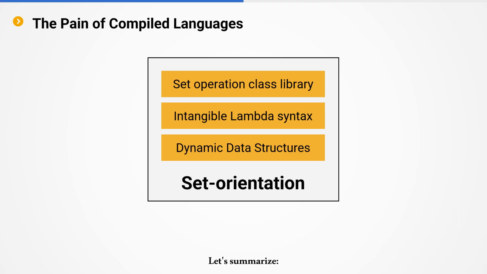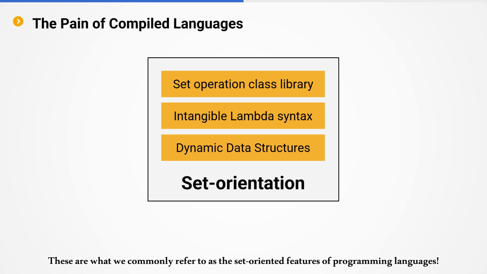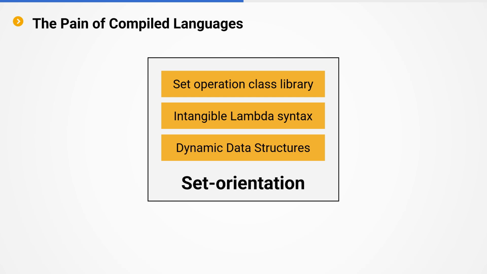Let's summarize. Set operation class libraries support dynamic types and numbers for parameters, and intangible Lambda syntax allows direct referencing of fields of records, enabling dynamic data structure. These are what we commonly refer to as the set-oriented features of programming languages. With these features, processing batch structured data becomes more convenient.